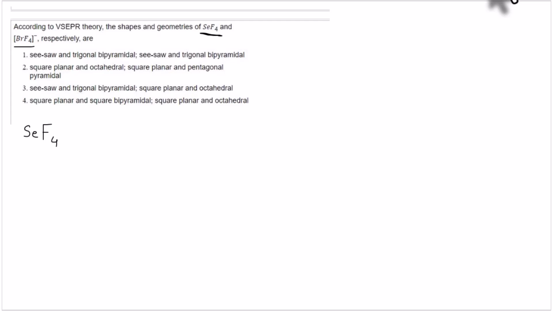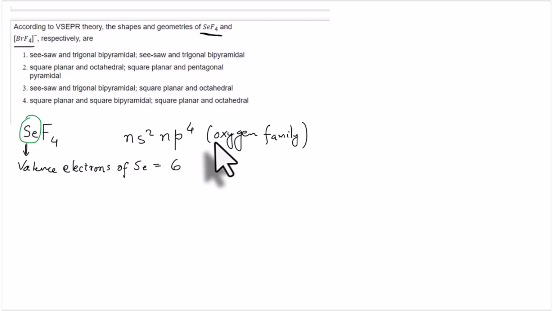Now selenium belongs to oxygen family. So obviously, even if we do not know the proper electronic configuration, we can understand that this belongs to group 6. That is why the valence electrons for selenium should be 6, and selenium here is the central atom. So selenium belonging to oxygen family has ns2 np4 valence electronic configuration, and the number of valence electrons on selenium is 6. Then what about the number of electrons which are gained from the bonded atoms?